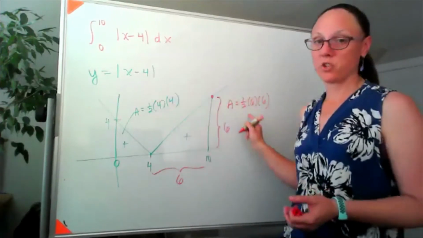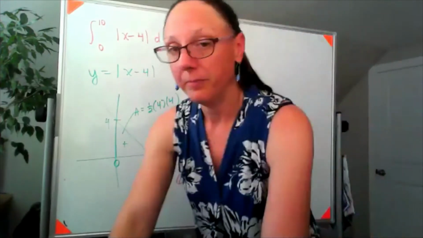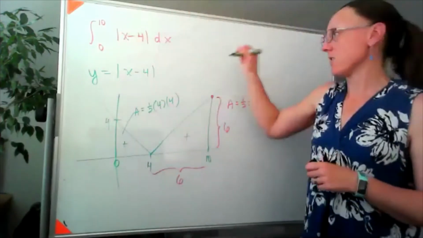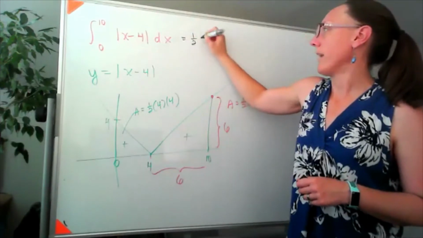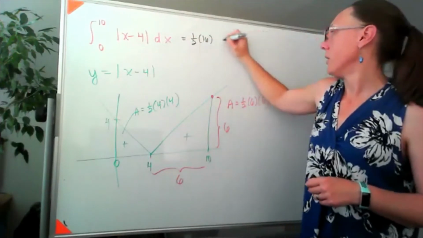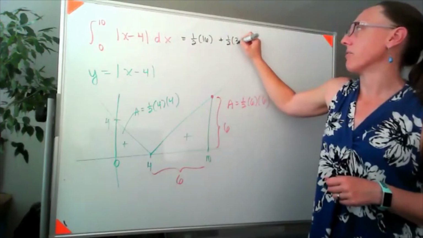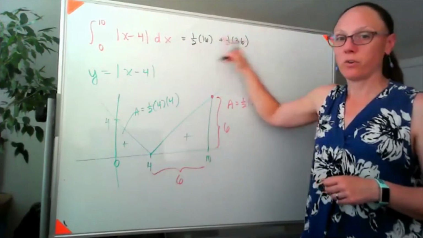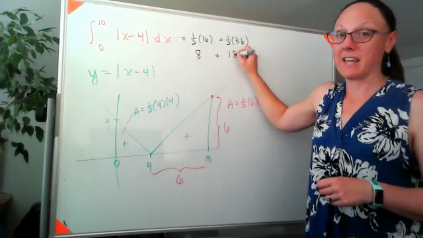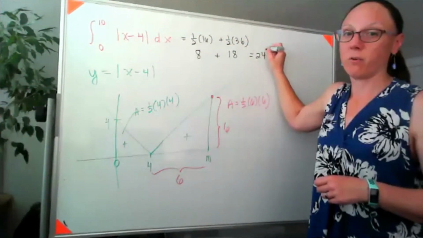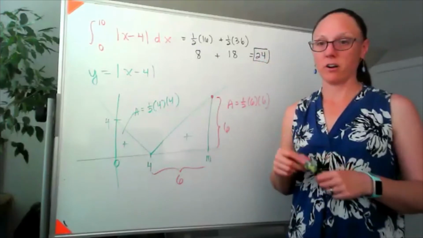And when we add those two areas up, we'll get the answer to the integral. So this should be equal to 1/2 of 16 plus 1/2 of 36. We can go further. 1/2 of 16 is 8. 1/2 of 36 is 18. Then I get 24 for an answer there.